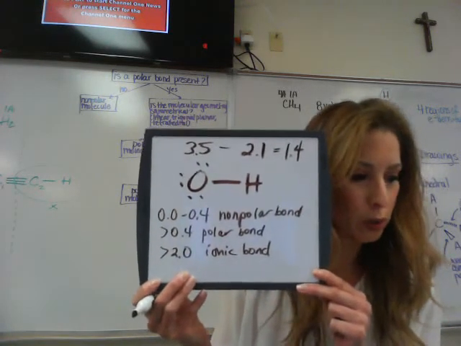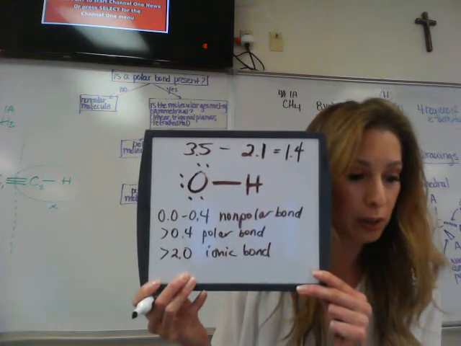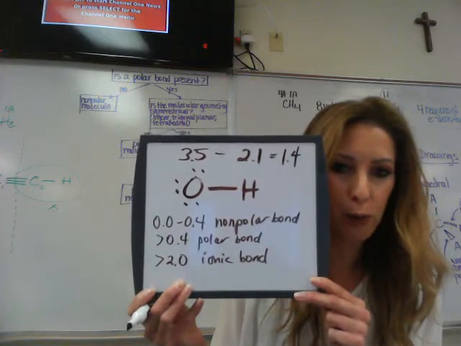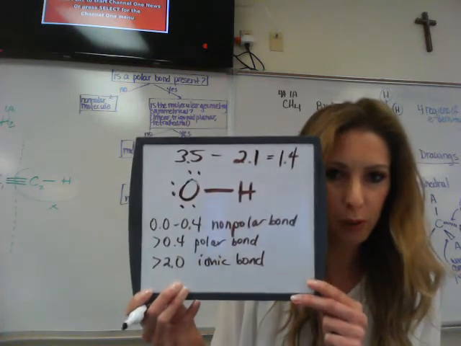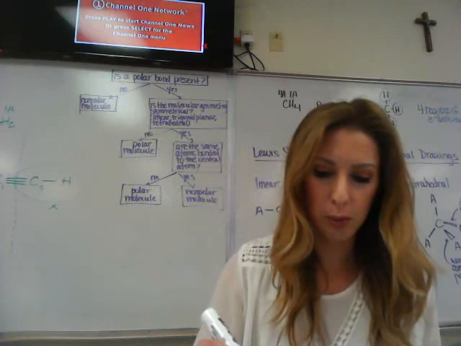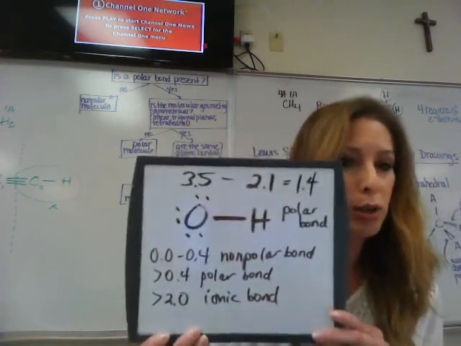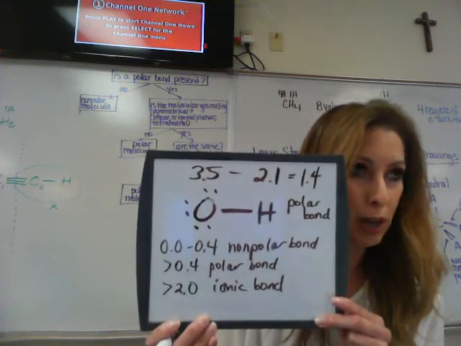Okay, so nonpolar bonds are sharing electrons equally. Polar bonds are not. So in this oxygen-hydrogen bond, I have a difference of 1.4, which puts me in the polar bond range. So this is a polar bond, which means that electrons are not being shared equally. Electrons are drawn to the more electronegative element, which would be oxygen.